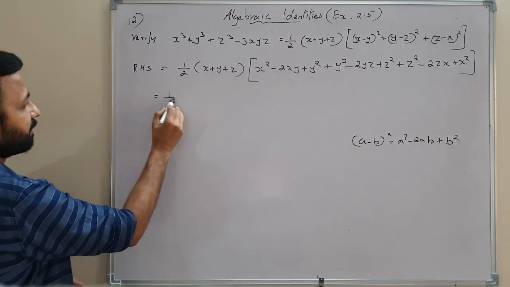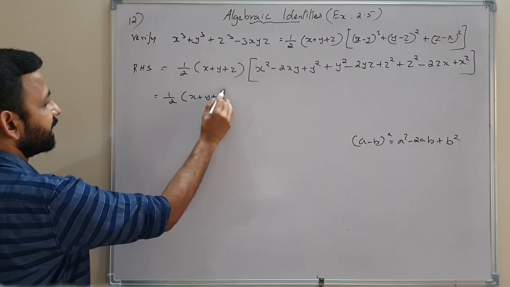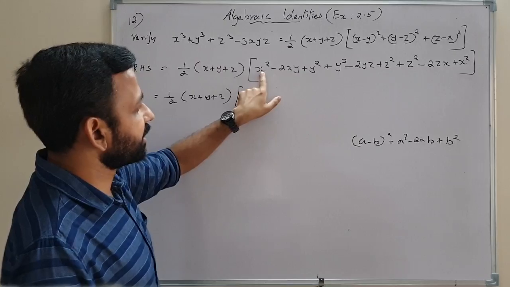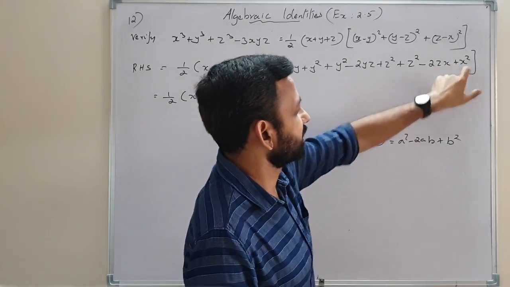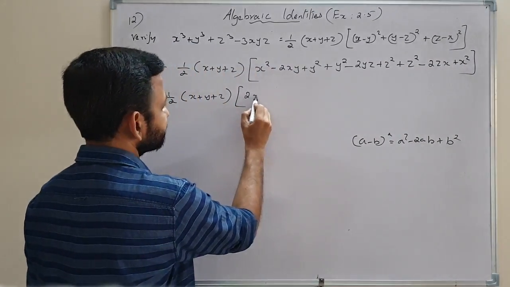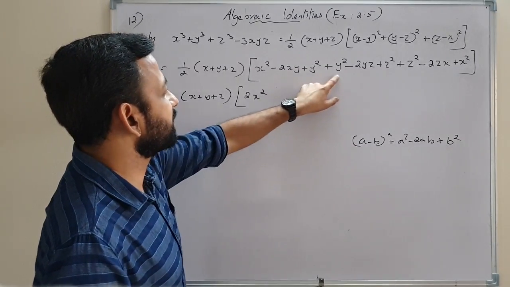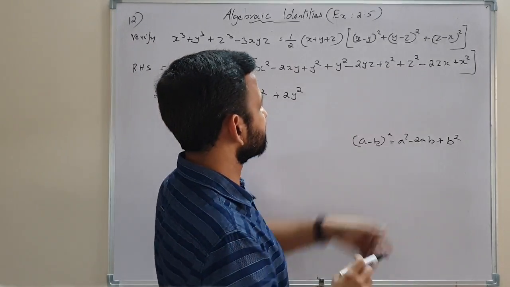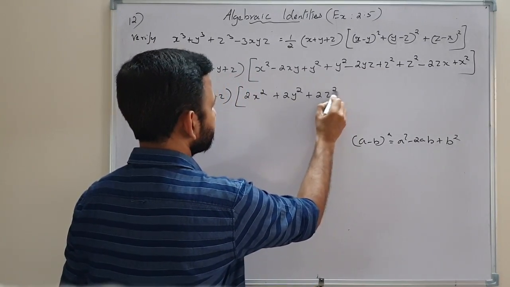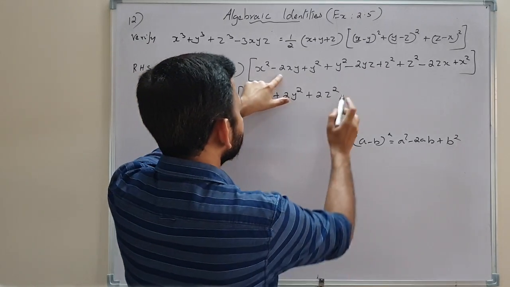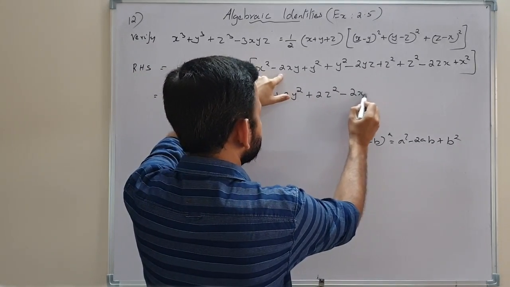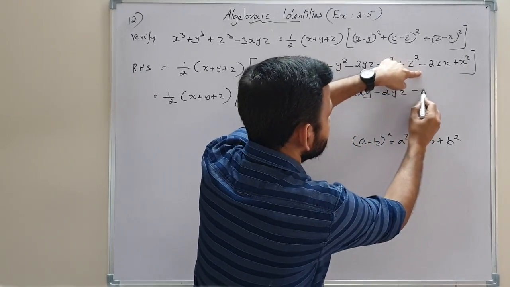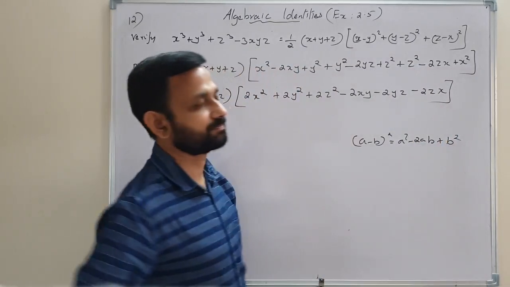That is equal to 1 by 2 into x plus y plus z in bracket. x square and one more x square here, x square plus x square, that is 2x square. y square plus y square, that is 2y square. z square plus z square, that is 2z square. Then we have the rest of the terms: minus 2xy, minus 2yz, minus 2zx, close the bracket.